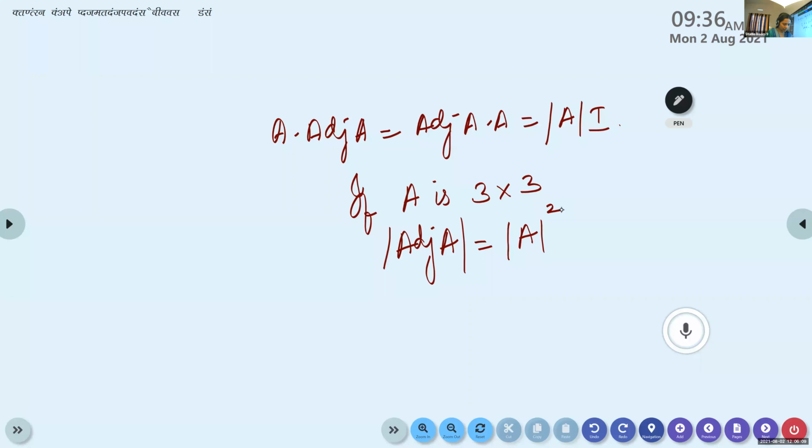Take page number 136, where we discussed everything. Determinant of adj A is equal to... So in general, if A is an n by n matrix, what is determinant of adj A? Determinant of adj A will be determinant A raised to n minus 1.